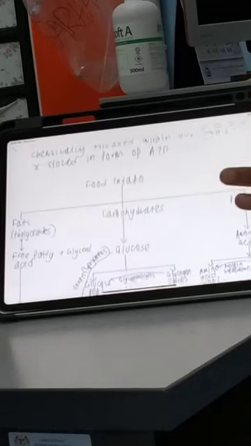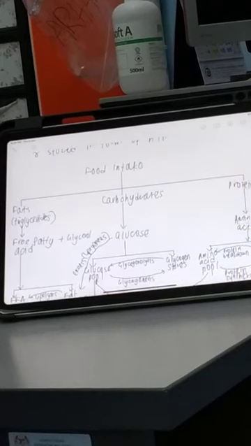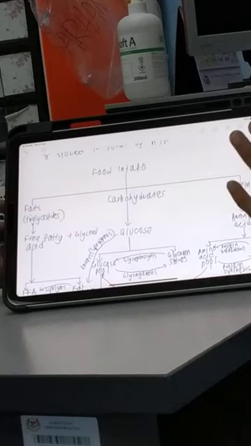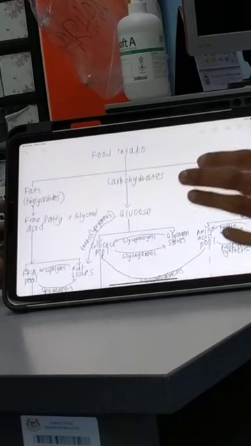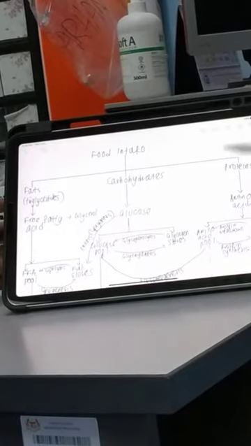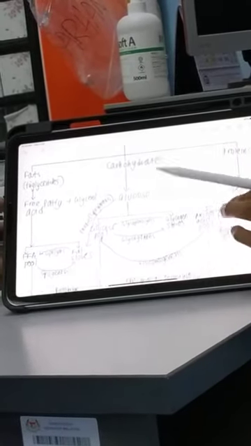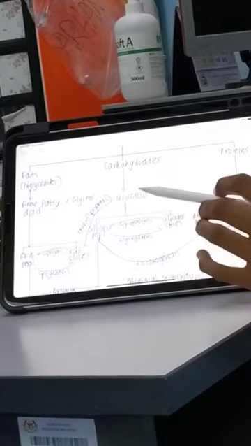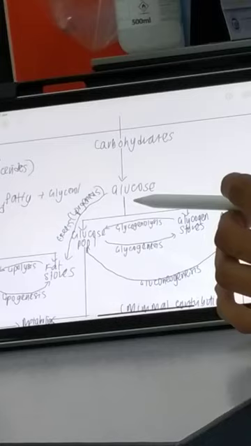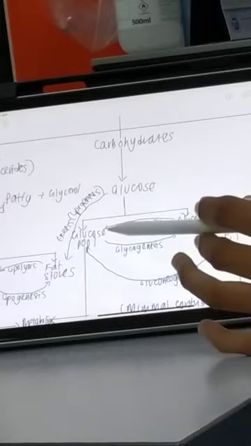So this is a small diagram. When you take food in, that means there's a food intake. It will be divided into three: carbohydrates, proteins, and fats. So what will happen when it goes inside our body? It will be broken down to glucose. From glucose, it will further go to the glucose pool. This glucose pool is where the energy is produced.